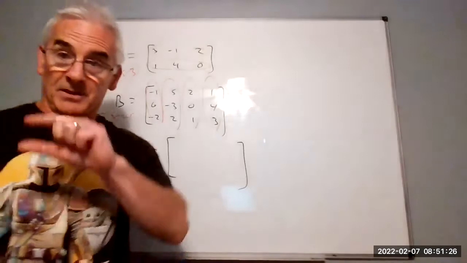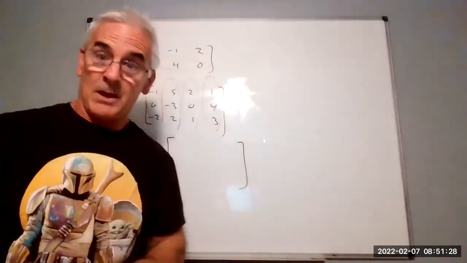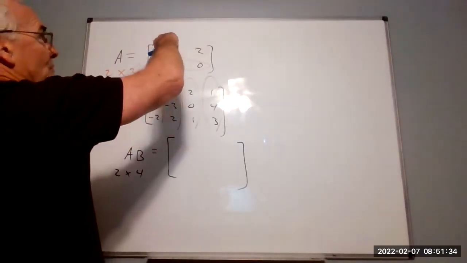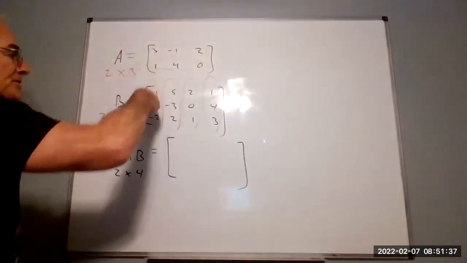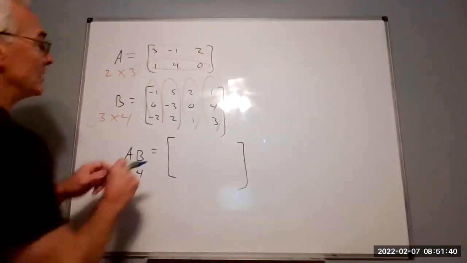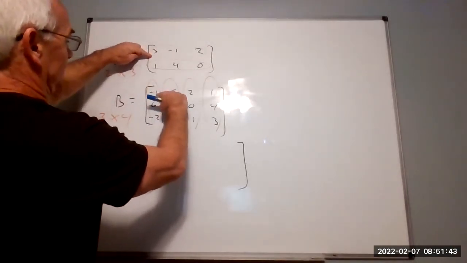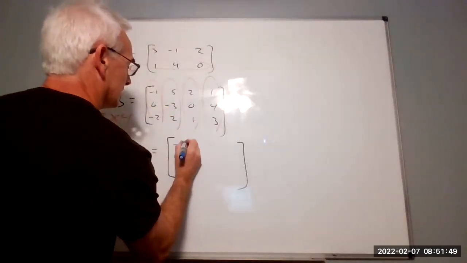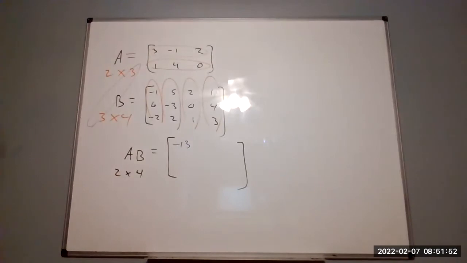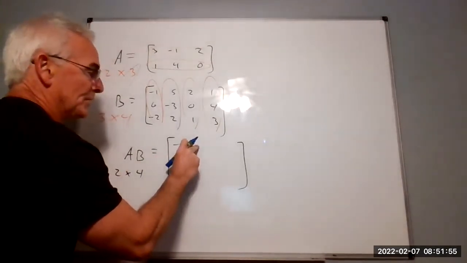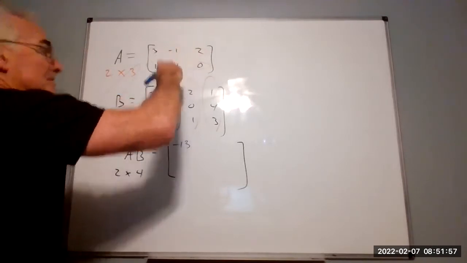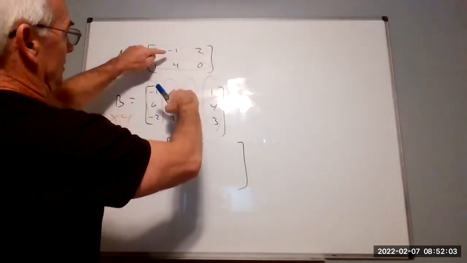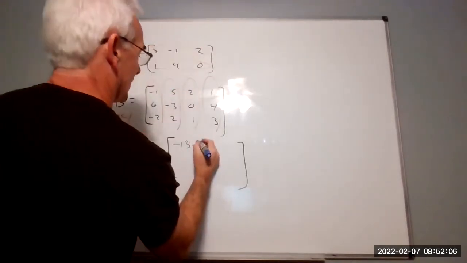Now, remember how I defined the multiplication of one row by one column? The 1-1 entry of the resulting matrix is the first row of this matrix multiplied by the first column of this matrix. So I'm going to go -3 plus -6 plus -4. I believe that's -13. The 1-2 entry would be the first row times the second column. So I'm going to do the same thing: 3 times 5, so I have 15 plus 3 plus 4. I believe that would be 22.